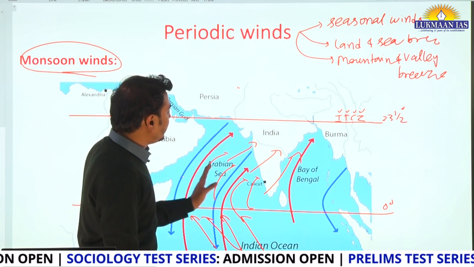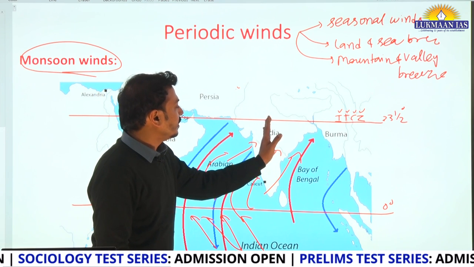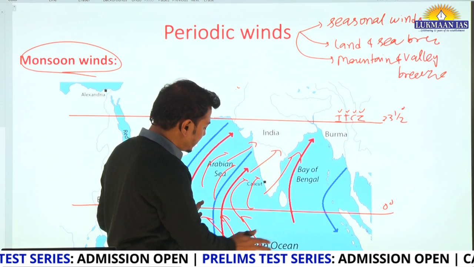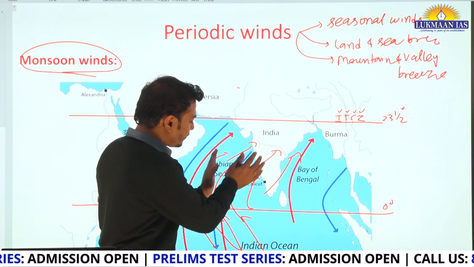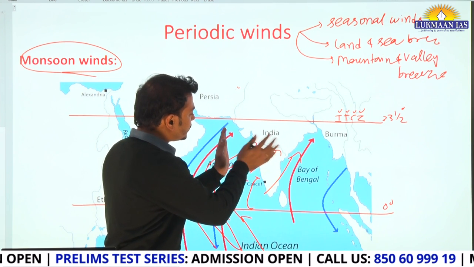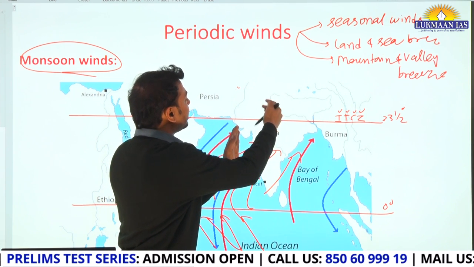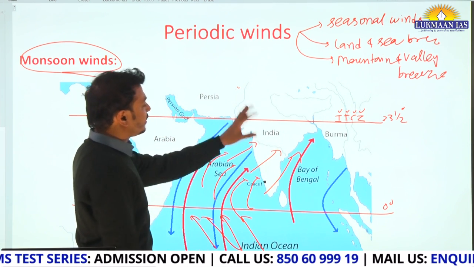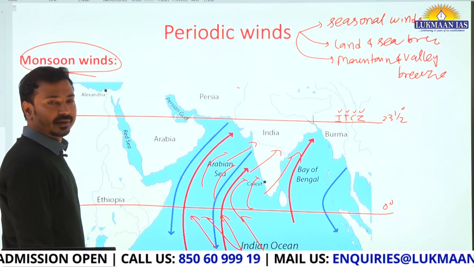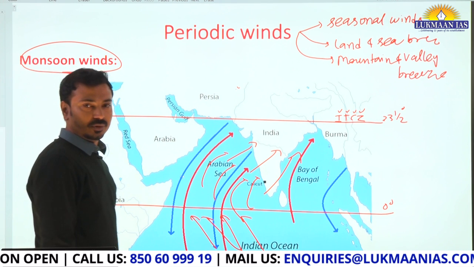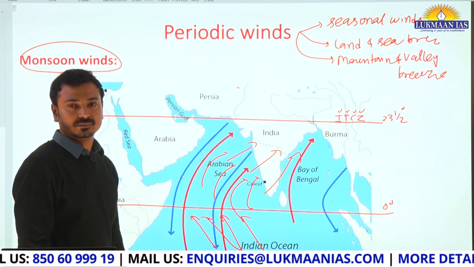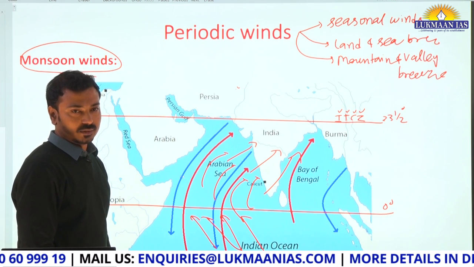And ultimately, when they are coming on the Indian subcontinent, they are bringing all the moisture with them as they are moving from the ocean surface. It is tropical area, warm area, they are bringing a lot of moisture and that moisture is given up here on the Indian subcontinent in terms of rainfall. Now, let's go in detail and try to understand what other factors influence the Indian monsoon.